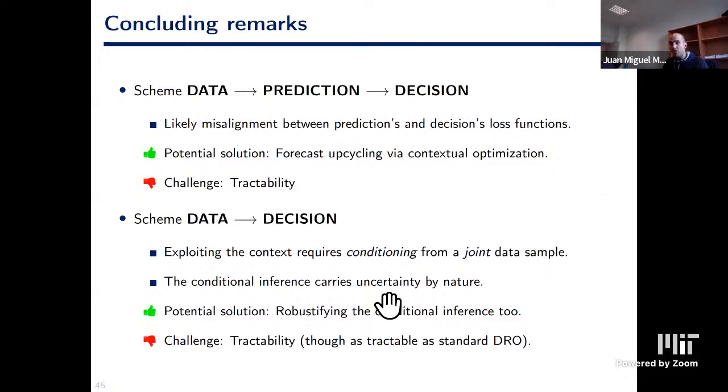If we are forced to predict, but we are allowed to apply instead a data-to-decision approach without a predictive model involved, then exploiting the context in conditional and stochastic optimization implies conducting a conditional inference, implies conditioning from a joint data sample. So my recommendation is to robustify the conditional inference too, and again, the challenge is tractability. I must say in this regard that our approach is nevertheless as tractable as the standard DRO approach that fully ignores the context. So that's all.